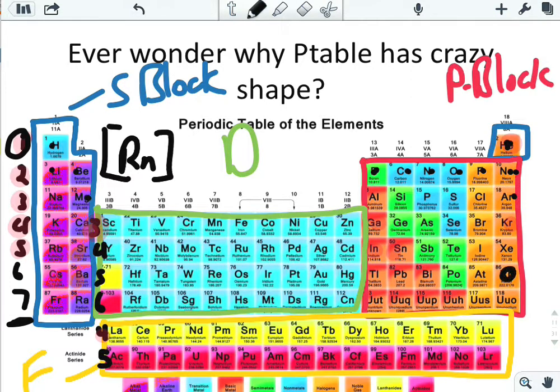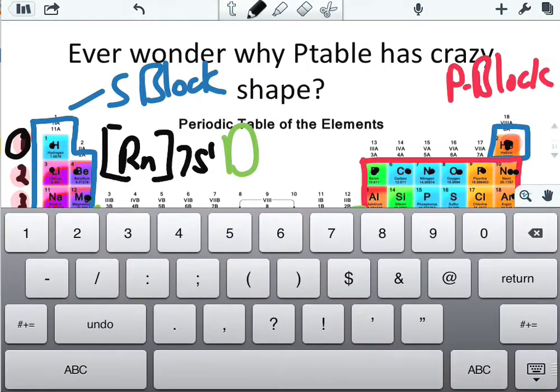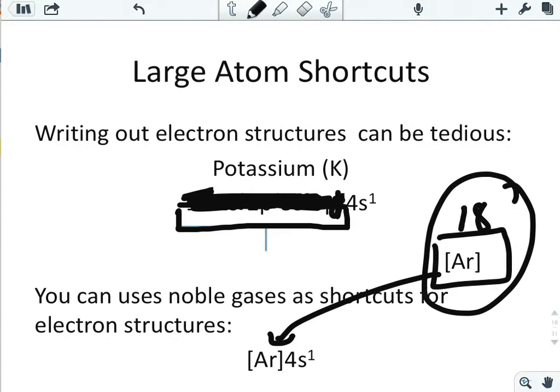That gets me all the way to this point right here. That took care of 86 electrons. So then I just start here, and that's 7s1. So instead of writing the entire thing out, we take the shortcut and just write the noble gas notation. And that makes it a lot quicker, using our periodic table and using the noble gas notation.